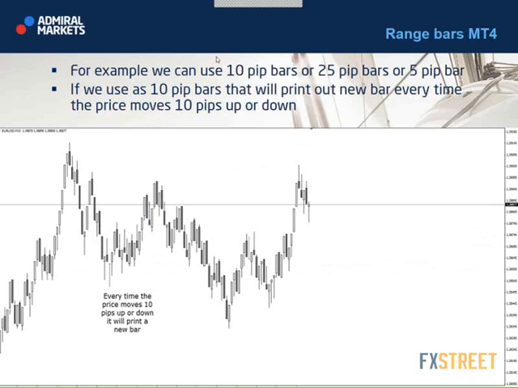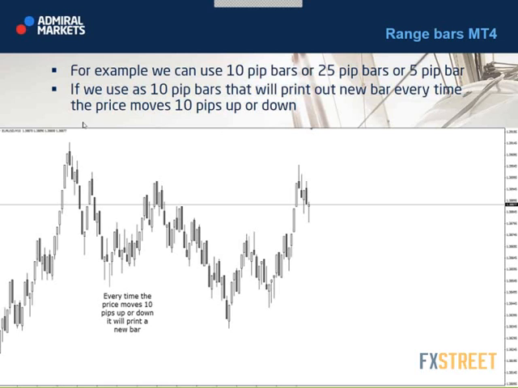For example, we can use a 10 pip bar or a 25 pip bar or a 5 pip bar. If you use a 10 pip bar, that will print out a new bar every time the price moves 10 pips up or down.